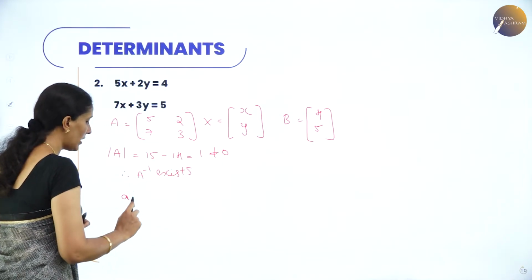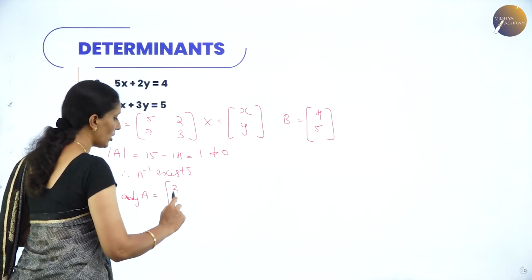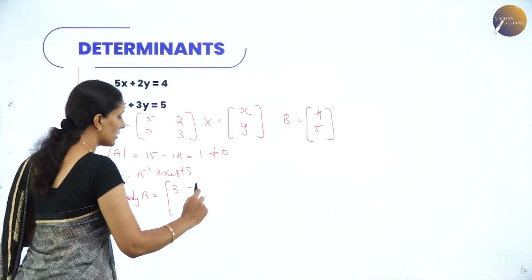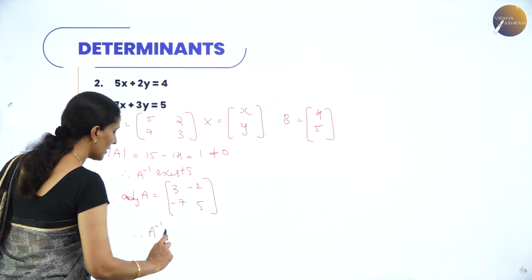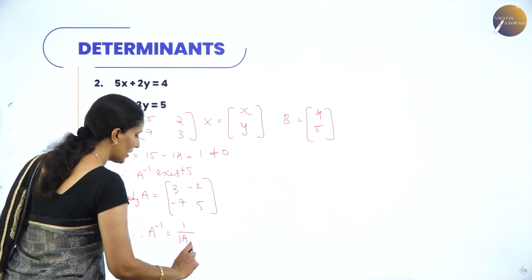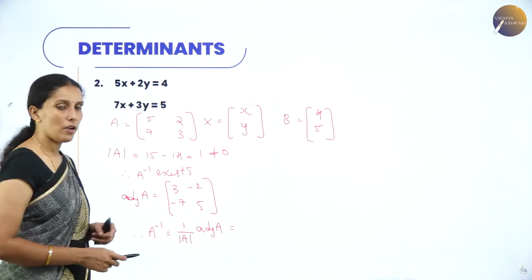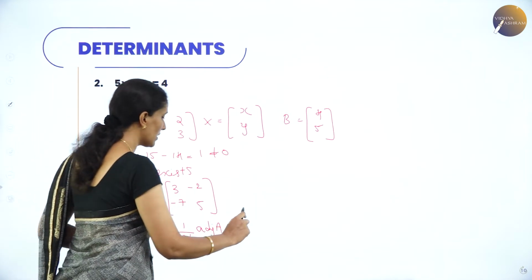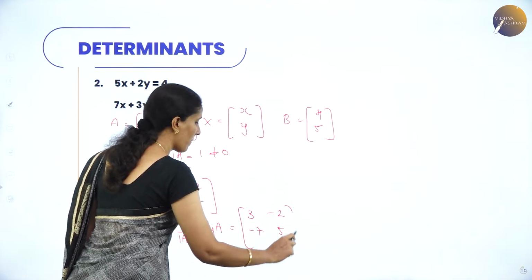Now adjoint A. Adjoint A of a 2 cross 2 matrix: interchange 5 and 3, change the sign, minus 2, minus 7. So therefore, A inverse is equal to 1 over determinant A into adjoint A. Since determinant A is 1, 1 by 1 is 1. So therefore, A inverse is 3, minus 2, minus 7, 5.